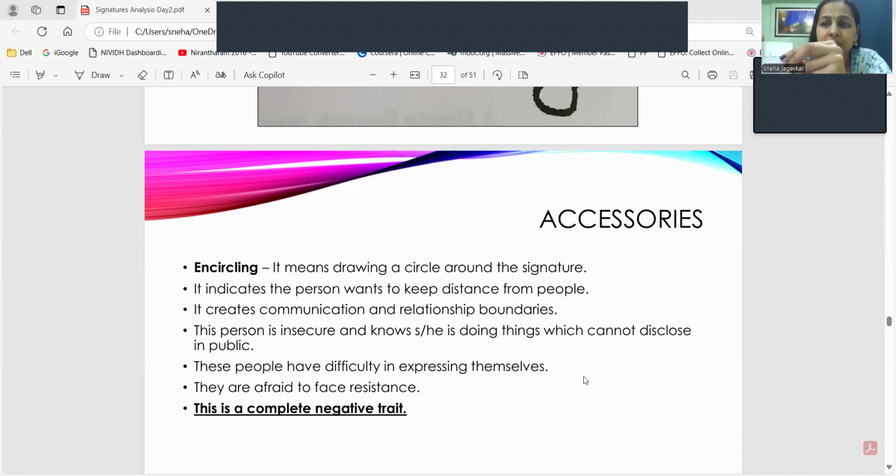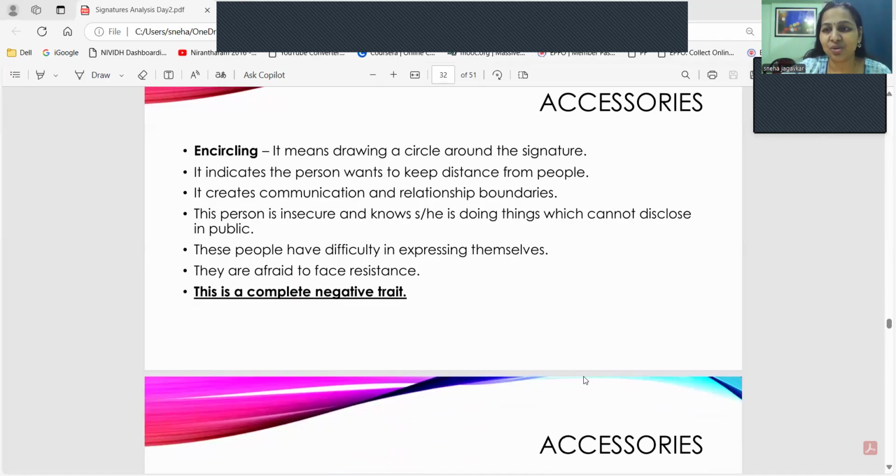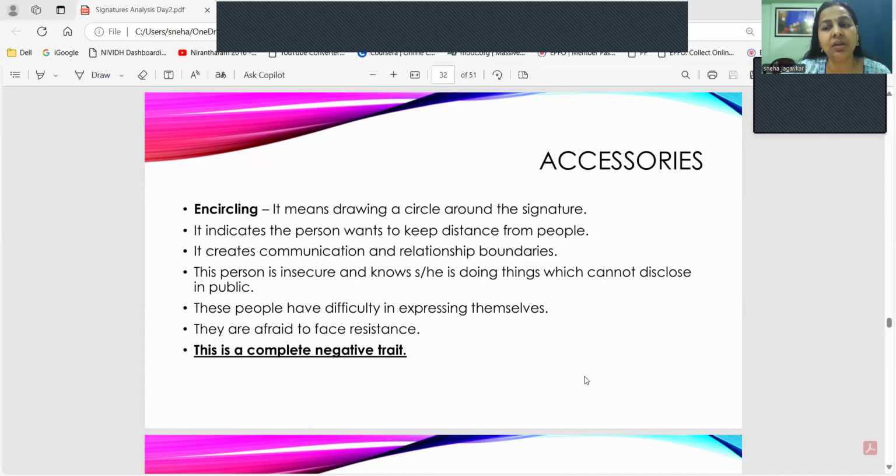Right. So again, I didn't realize when I was signing like this how many communication and relationship boundaries I was creating around me. It is almost like you are closing yourself and not opening up for things to happen, or magic or miracles to happen in your life. So obviously this is a complete negative trait, and this person also is quite insecure in knowing or doing things, and they do not wish to disclose this particular thing to the public. They have difficulty in expressing themselves. I did have that, and they are also afraid to face resistance. To an extent, I still have that a little bit. So, if anybody is doing any kind of encircling to your signature, be it partial or be it full, please stop doing it. It's a complete negative trait.